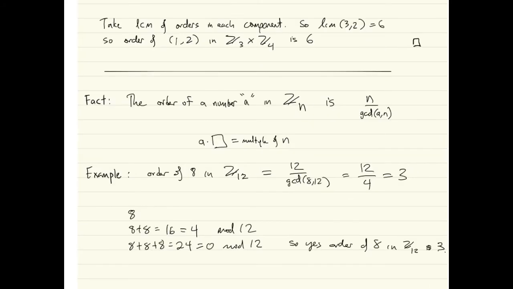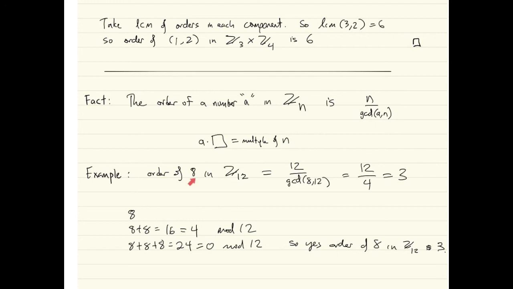Here's a fact we might have seen before, that the order of a number a in Z mod n is n divided by the GCD of a and n. And the reasoning for that is, well, the order is some number, so that when you multiply that number by a, that's equivalent to adding a to itself that number of times. What we want to end up with is 0 mod n. In other words, we want to end up with a multiple of n in the integers. And if you think about it, using the prime factorizations, for example, of these numbers a and n, what you want is n divided by the GCD of a and n.